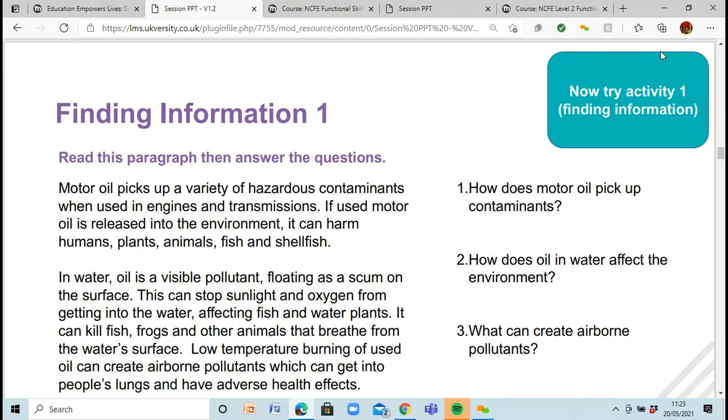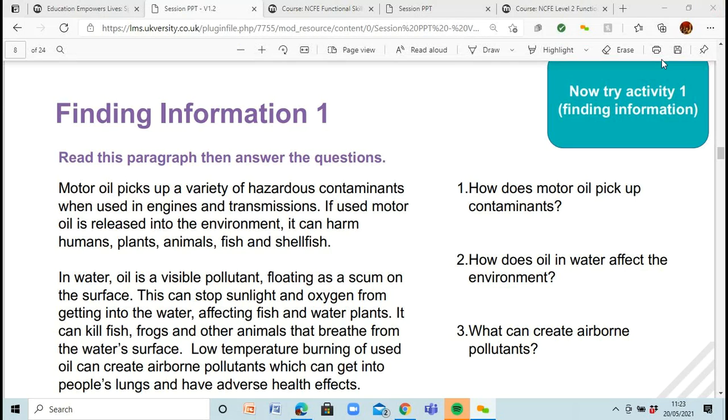Okay, I'm going to do my popular picking of people now. So, Anna. Hassan: Motor oil picks up contaminants when used in engines and transmissions. Well done. That's exactly how you would answer that. You got the question, how does motor oil pick up contaminants? And you would use that sentence: motor oil picks up a variety of contaminants when used in engines and transmissions. Well done. So let's see who else I've got now.